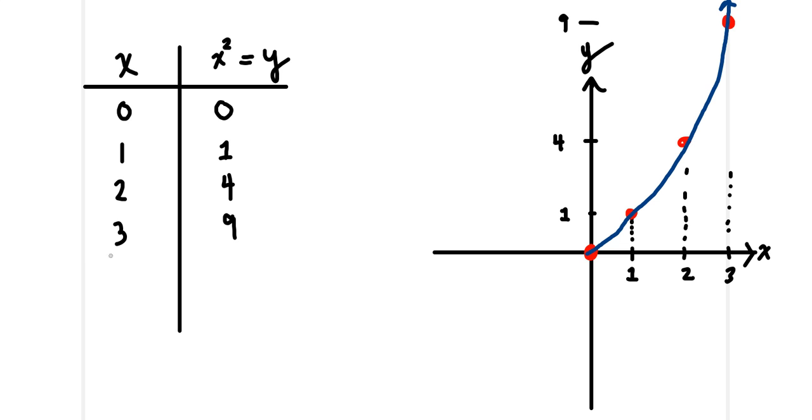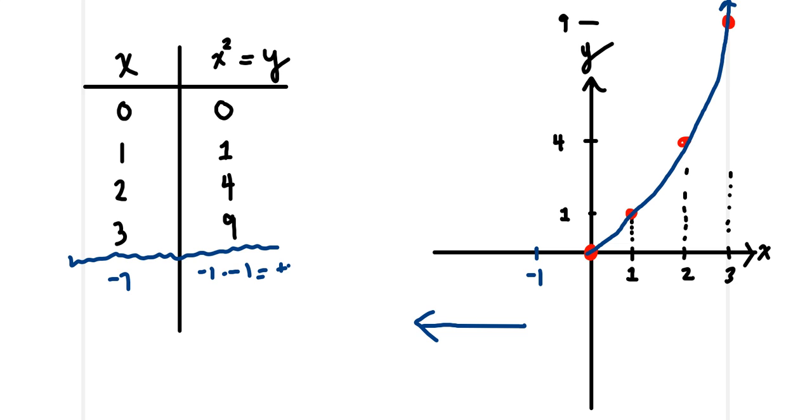Now, what's important is that we can also go back to our table and choose x values that go this way, into the negatives. So, again, if you pick -1, well, that's going to be -1 times -1, which is +1. And therefore, the graph starts to go back up.